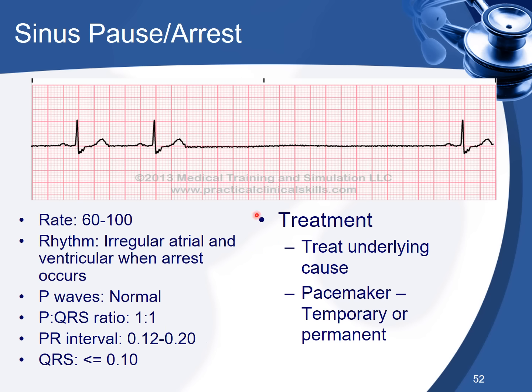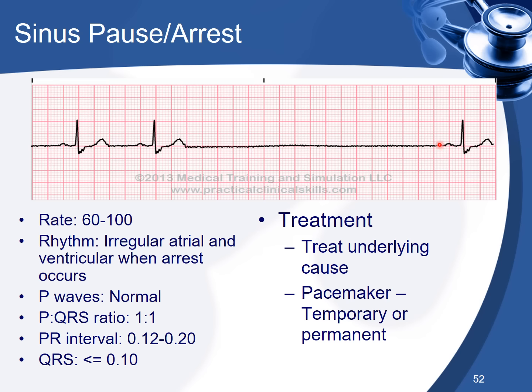So the next rhythm that we're going to look at is sinus pause or sinus arrest. If you look at this strip, the beats that you have, this one here, and this one here, they all look the same. They are generated by the sinus node. The pathway is normal. All of your intervals and components are there and they're normal. However, what's happening here is that after this beat, the sinus node is not generating any impulse. So there is no contraction anywhere.